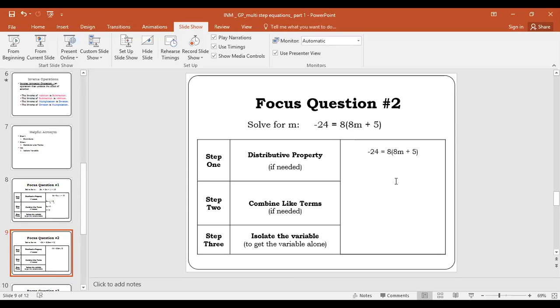Now here's a problem with a distributive property component. And our variable is on the right-hand side, that doesn't really make any difference with an equation. But I have to do this distributive property multiplication first to get rid of that parentheses. 24 equals 8 times 8m, 64m. Wow, that's going to be a big number. Plus 40, 8 times 5. 8 times 8m, plus 8 times 5. Now what?